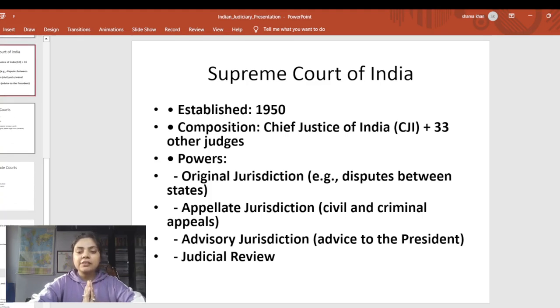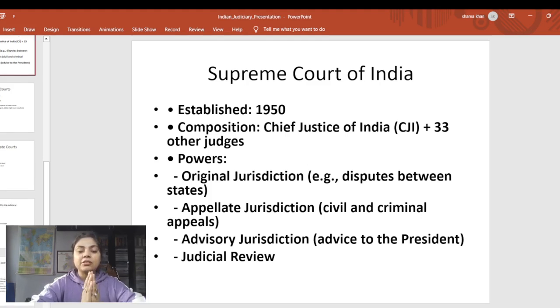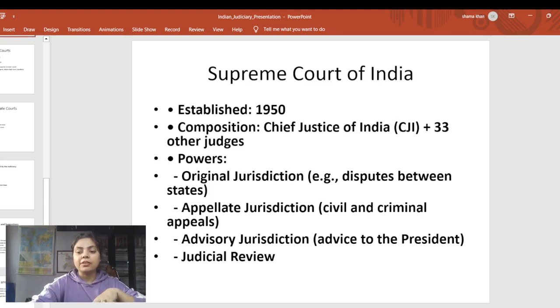Next, the Supreme Court has appellate jurisdiction in civil and criminal appeals. It has advisory jurisdiction under Article 143: if the President asks anything of the Judiciary, the Judiciary is obliged to provide an answer to the President. And judicial review is a power the Supreme Court has, like it can review its own judgment also.